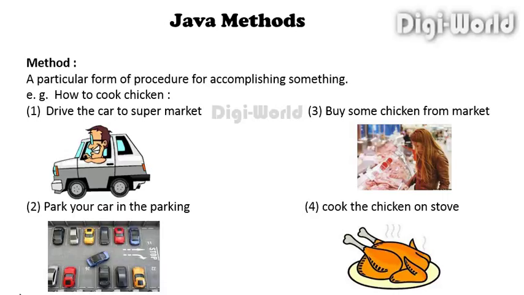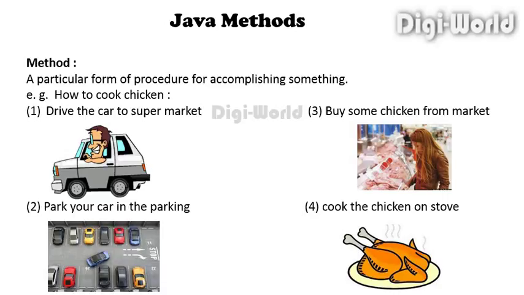So what is a method? A method is a particular form of procedure for accomplishing something, right? Suppose we want to cook chicken and we don't have chicken in our house, so what will we do? We will drive our car to the supermarket and park our car in the supermarket parking area. Then we'll buy the chicken, get back to our house and cook the chicken. So these are the basic procedures we will follow, right?